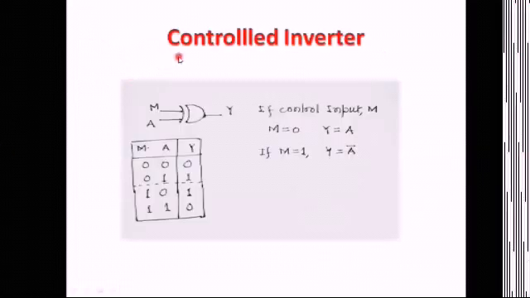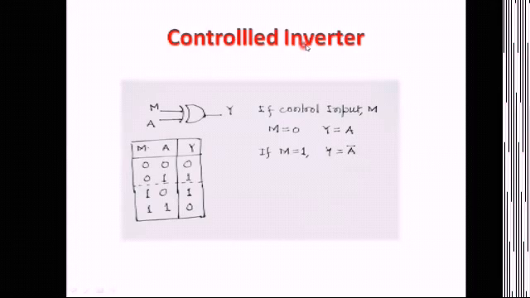See, there is a concept called the control inverter. Already you have studied this in the XOR gate. Now see, suppose the control input is M, so this is the XOR gate, and there are two inputs, M and A, but M is the control input, and Y is the output. So if M is equal to 0, then in Y we will get 0, so Y will be equal to A.